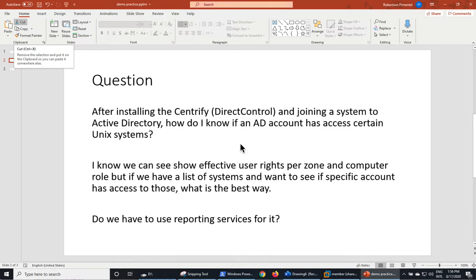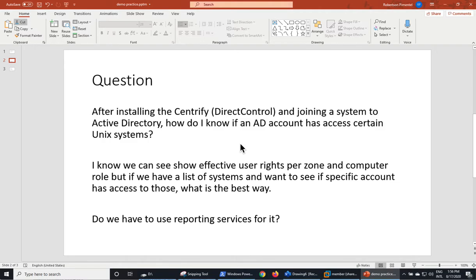And today we're answering a question. This is the question I got. After installing Centrify Direct Control and joining a system to Active Directory, how do I know if an Active Directory account has access to several Unix systems? I know we can see show effective rights per zone and computer role, but if we have a list of systems and I want to see if specific accounts have access to those, what's the best way? Do we have to use reporting services for it?